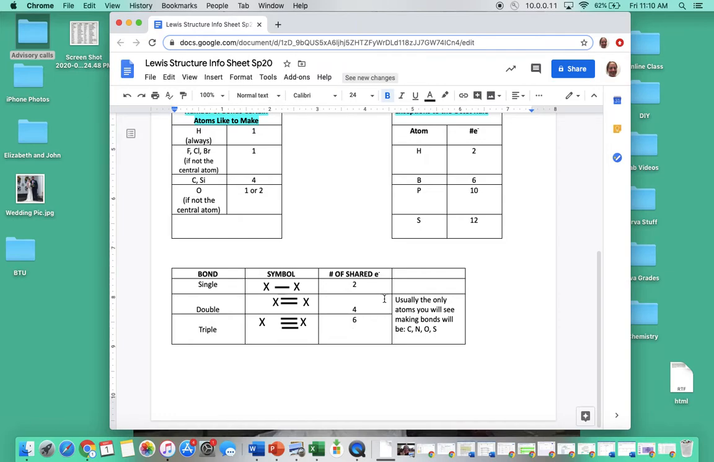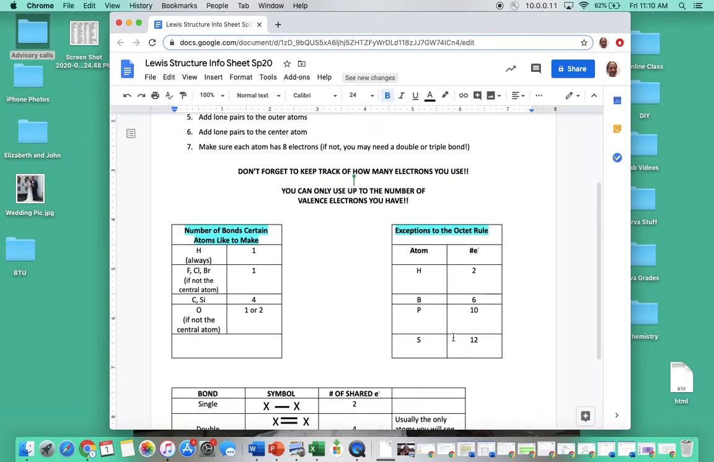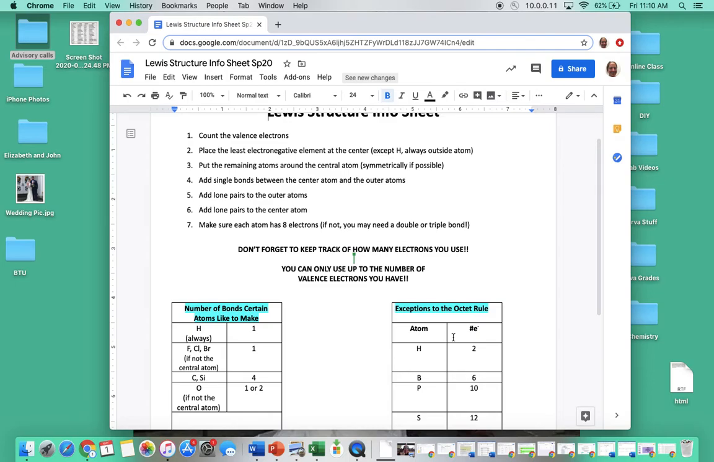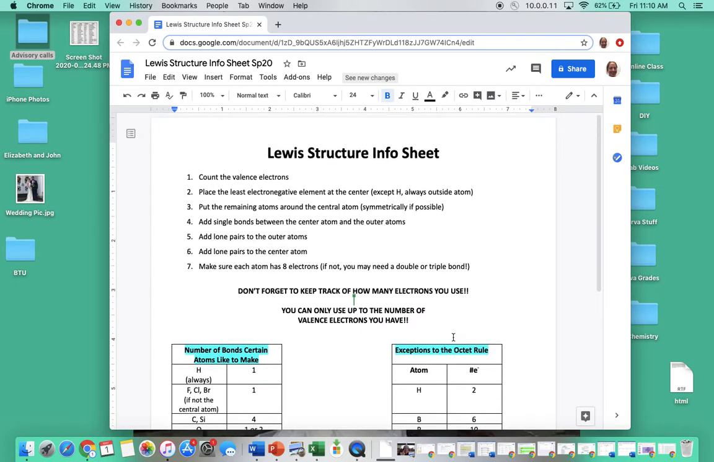Typically, you only see doubles and triples with carbons, nitrogens, oxygens, and sulfur, but remember, we're going to talk about double and triple in another video. Today, we're only going to focus on single Lewis structures. So let's go ahead and get started. The best way to learn this is to practice.